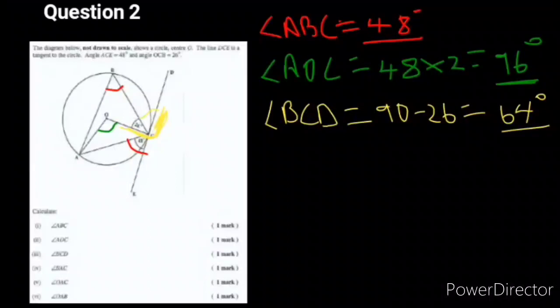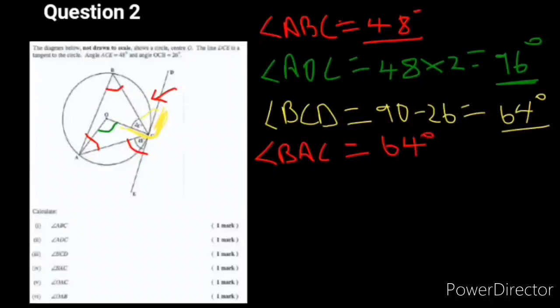Next part of our question asks us to find what is angle BAC. Angle BAC, which is here. From our alternate segment theorem, we know whatever our angle is here, that would be our angle at BAC. BAC would equal our angle there, which is 64 degrees. Good, we're almost there. Next part of our question asks us to find angle OAC. Angle OAC, which is this little angle right here.